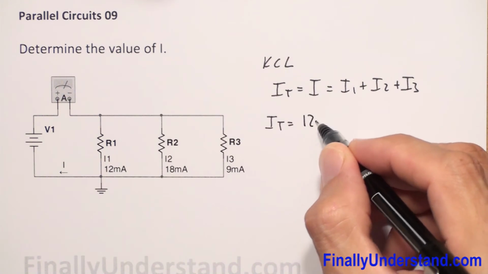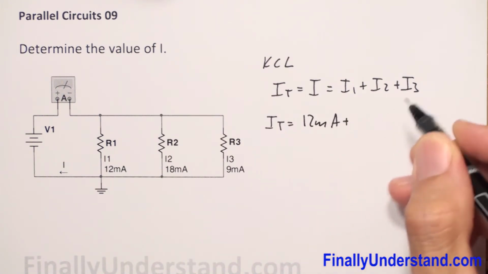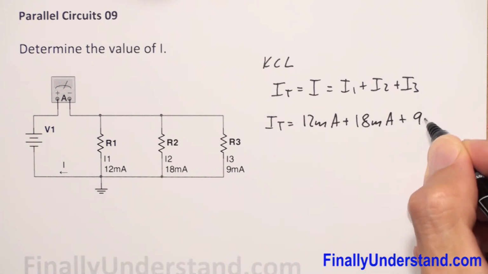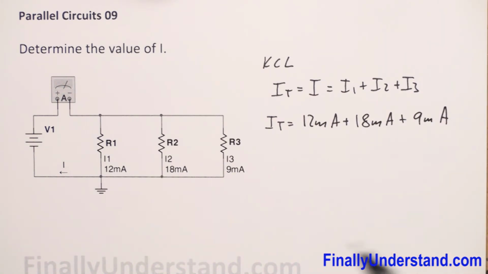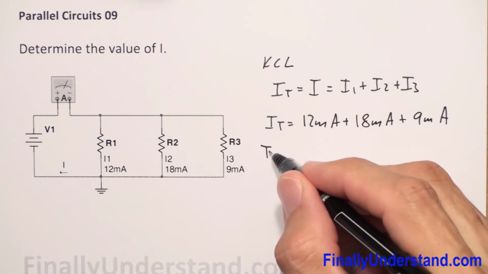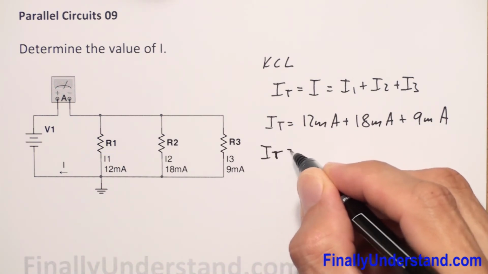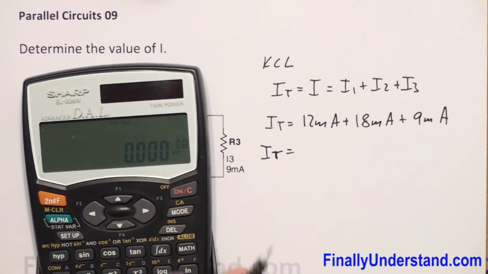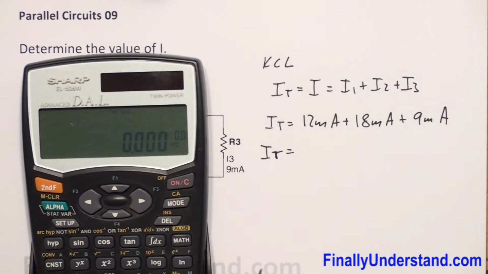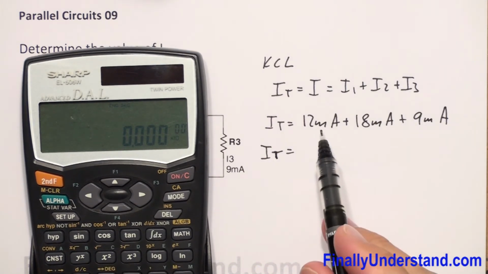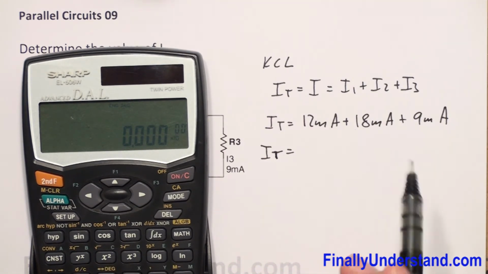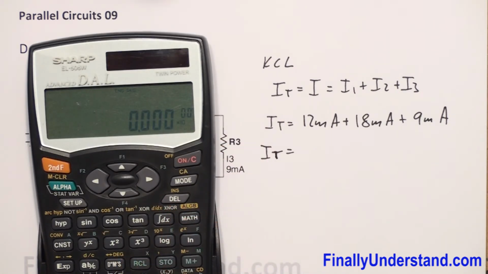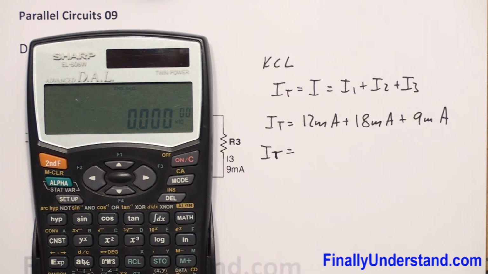12 milliamps plus 18 milliamps plus 9 milliamps. Okay, the numbers are very simple, but I'm going to use the calculator anyway, because a lot of you have difficulties with entering the data into the calculator, especially if it comes to the values in terms of milliamps, microamps, and so on, if it comes to the engineering notation. So this is very important, how you are going to enter this into the calculator.